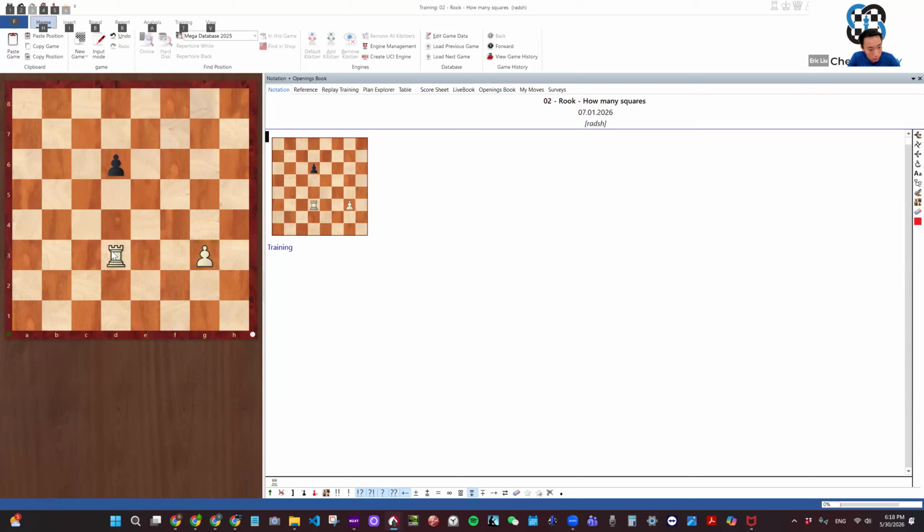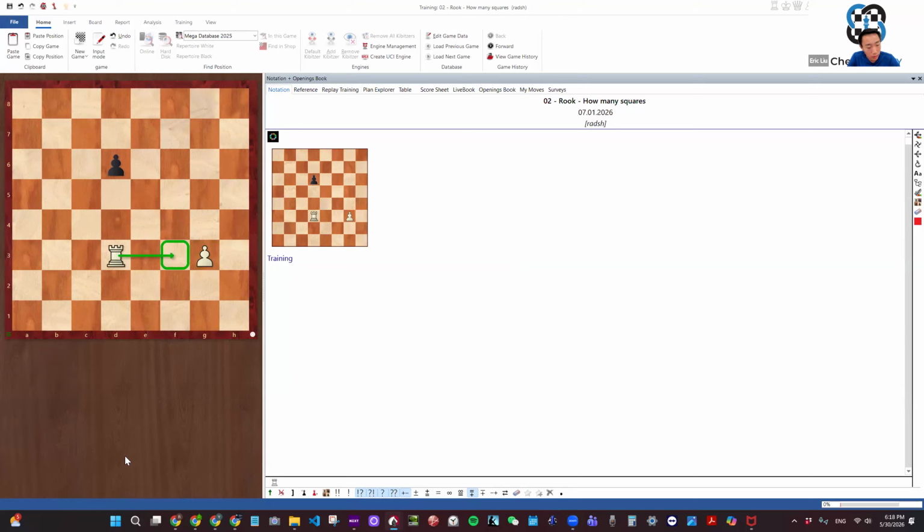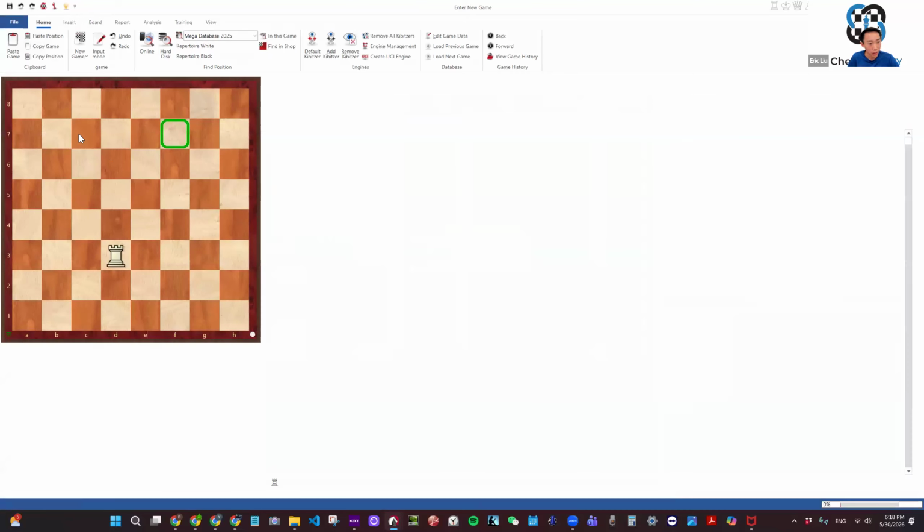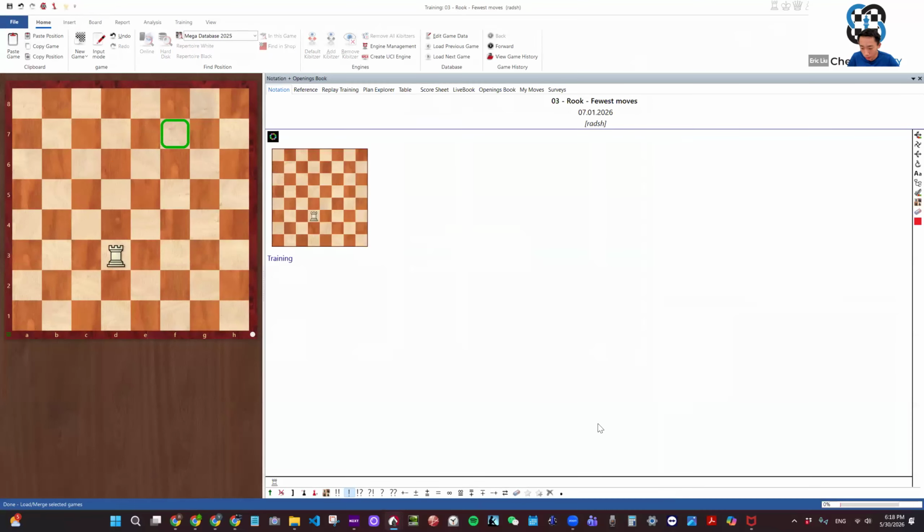The furthest the rook can move in this direction is to here. And that adds up to 10 different squares. Very good. We're doing very well right now. Okay. A couple more examples.